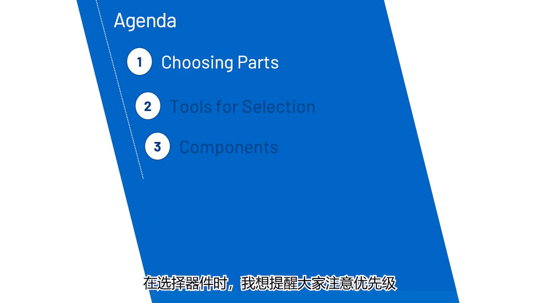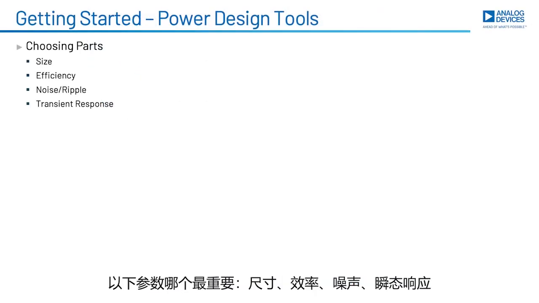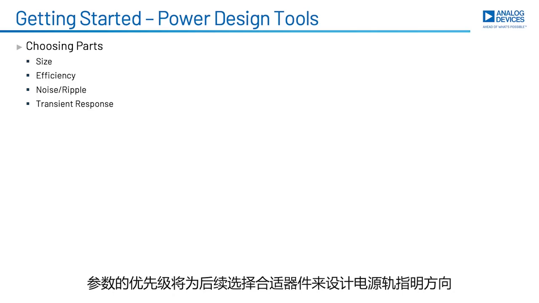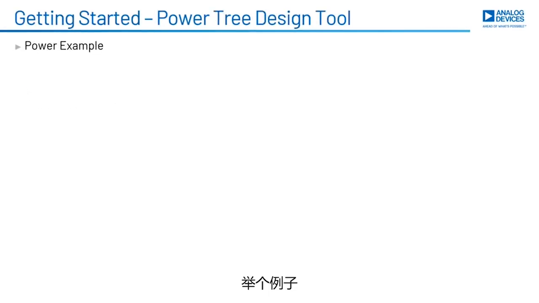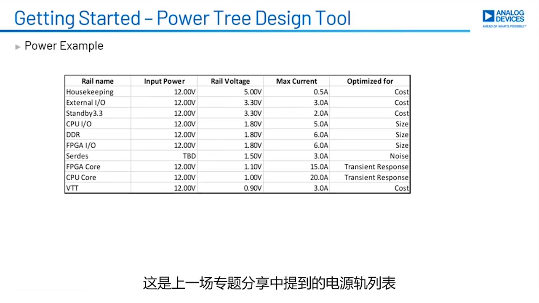So, for choosing parts, just a reminder, priorities. Which of these parameters are most important: size, efficiency, noise, transient response, because those priorities will give you the direction you need to choose an appropriate part to design the power rail. So let's take an example. Here is the list of power rails that we talked about in the last session.